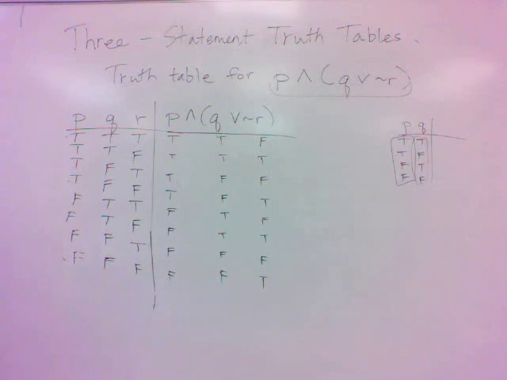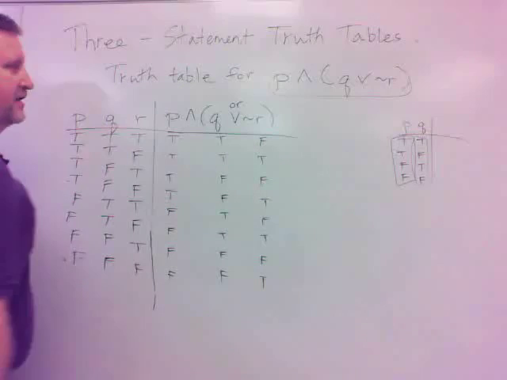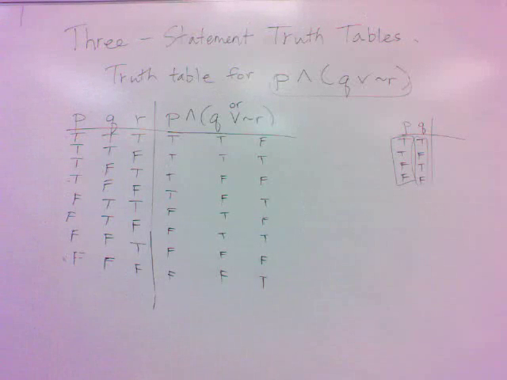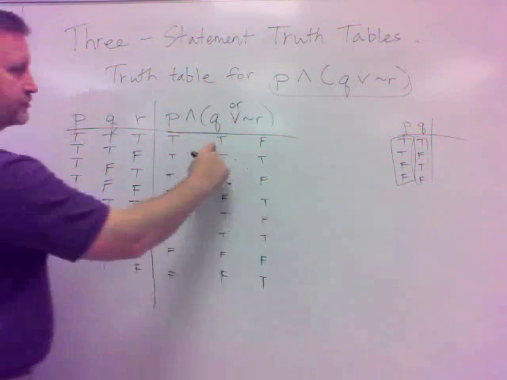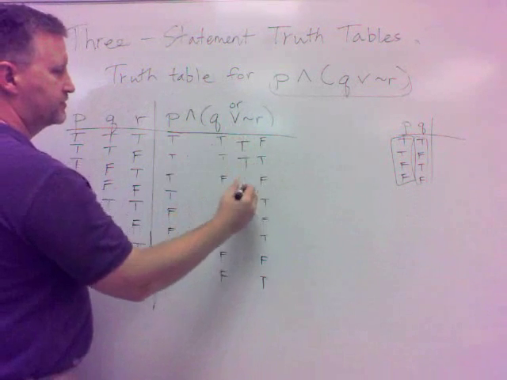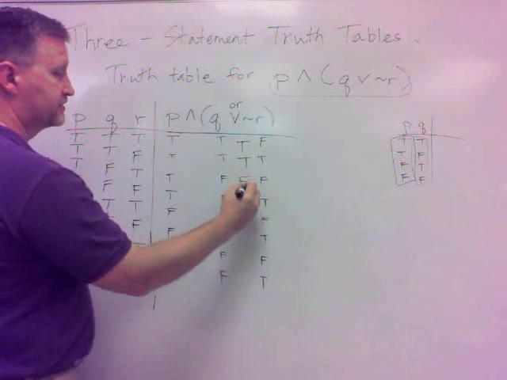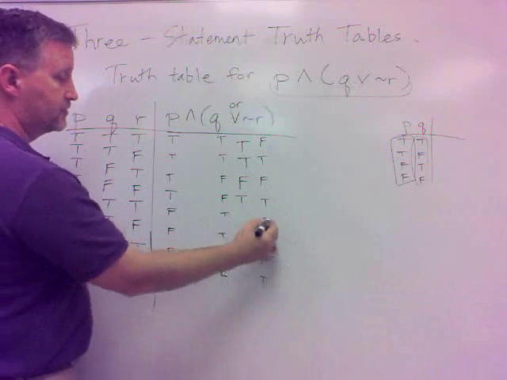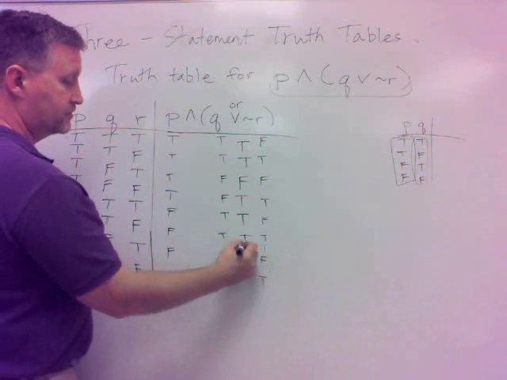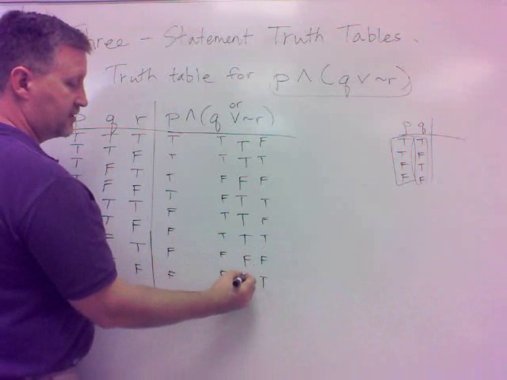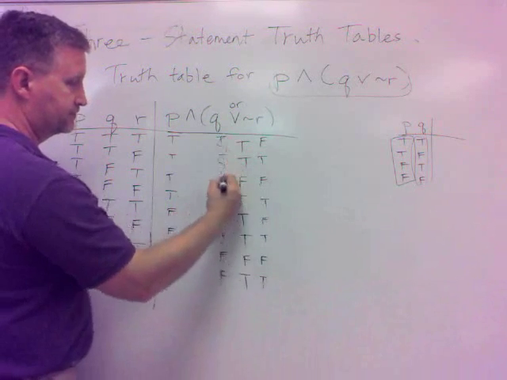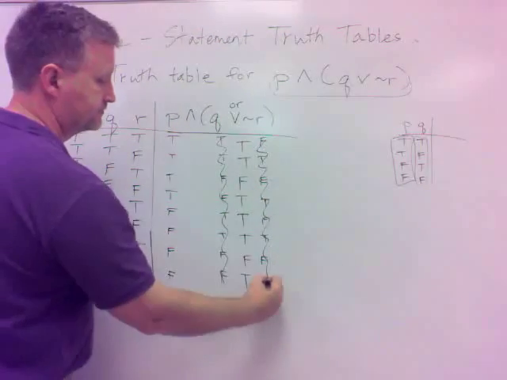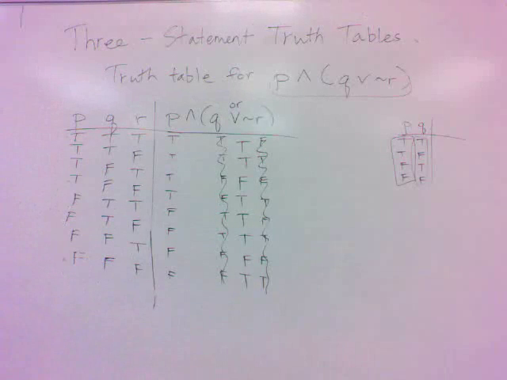All right, so then we do what? Parentheses first. So we do our OR first. And how does OR work? OR is true if what? If one of them or both of them are true. Just takes one for OR to be true. So true or false is true. True or true is true. False or false is false. False or true is true. So that's the result of the parentheses.